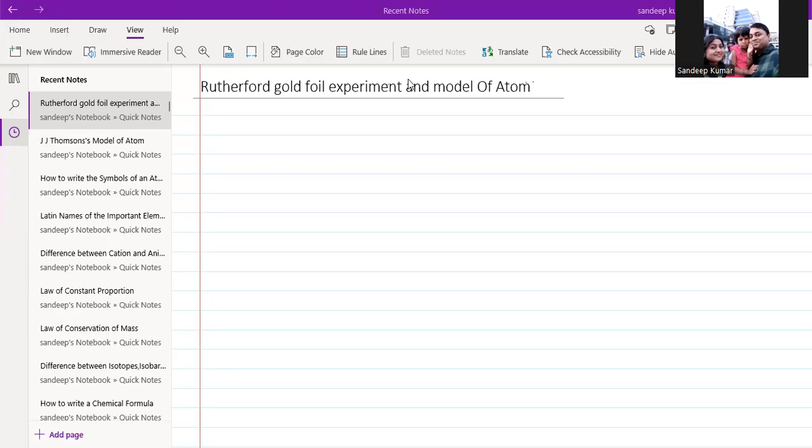In this video, I am going to explain Rutherford's gold foil experiment and his model of atom. What was his gold foil experiment? He took a foil of gold, and he passed millions of alpha rays to the atom of gold.